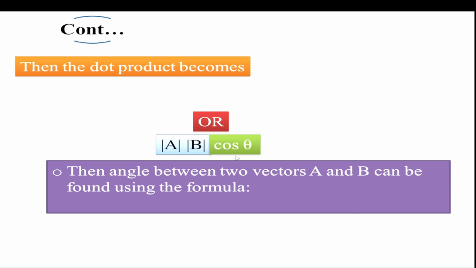In such a case, what do we have to do? Simply we have to divide both sides by magnitude of A and magnitude of B. And then it becomes A dot B over magnitude of A times magnitude of B, which is equal to cosine of theta. Great. Now, theta, the angle between them, becomes cosine inverse of A dot B over magnitude of A times magnitude of B. Great.